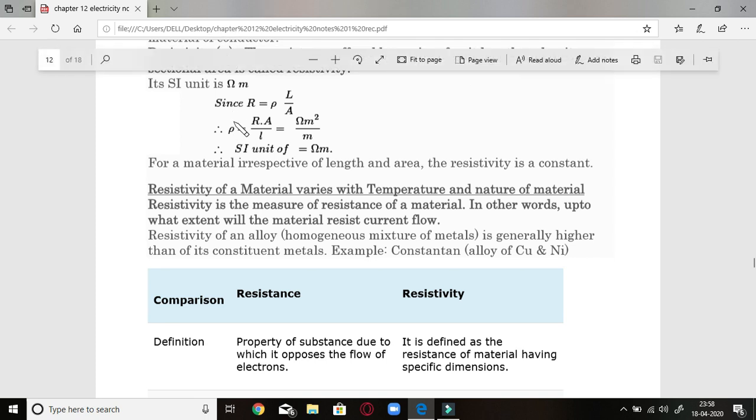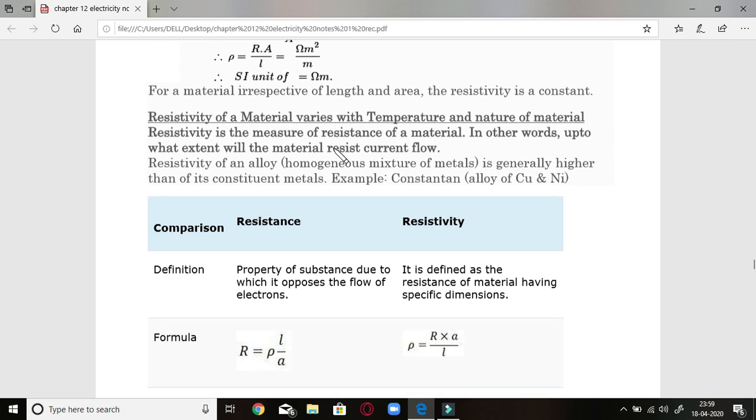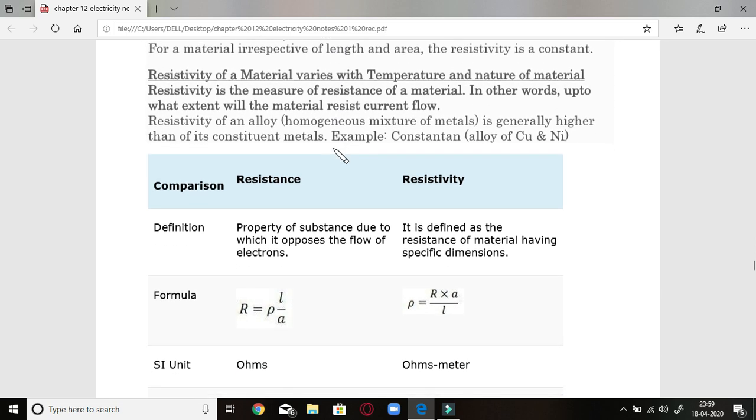Right, since R is equal to rho L upon A, so rho will be RA upon L. We'll shift this A to this side and L will be the denominator, so you'll get the value of rho. Okay, as the SI unit, as you can see here, ohm meter square upon meter. Cut it down, and the SI unit of resistivity is also different from that of resistance. It is ohm meter here. You know that resistivity controls the resistance of a conductor. It is dependent on the material as well as the temperature around it.